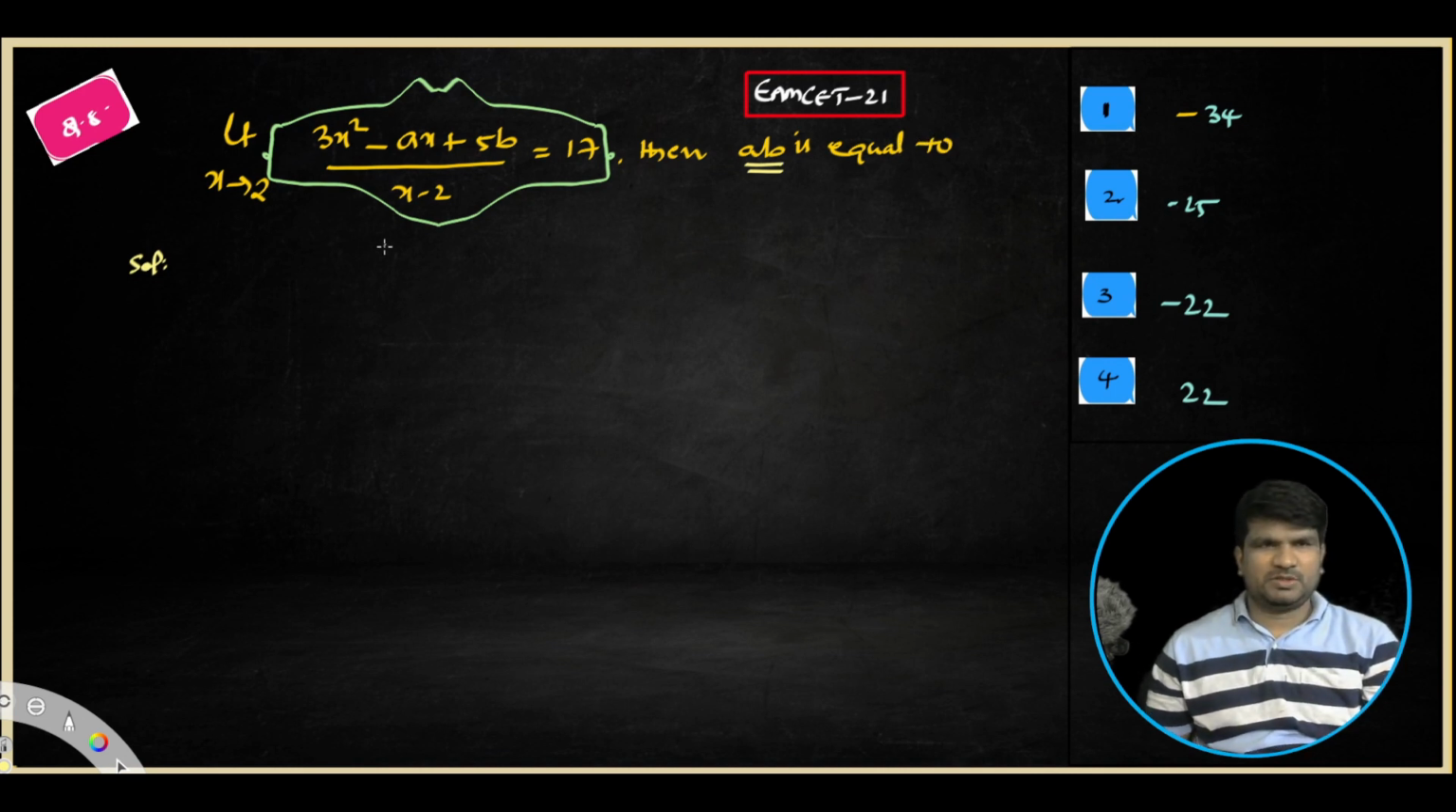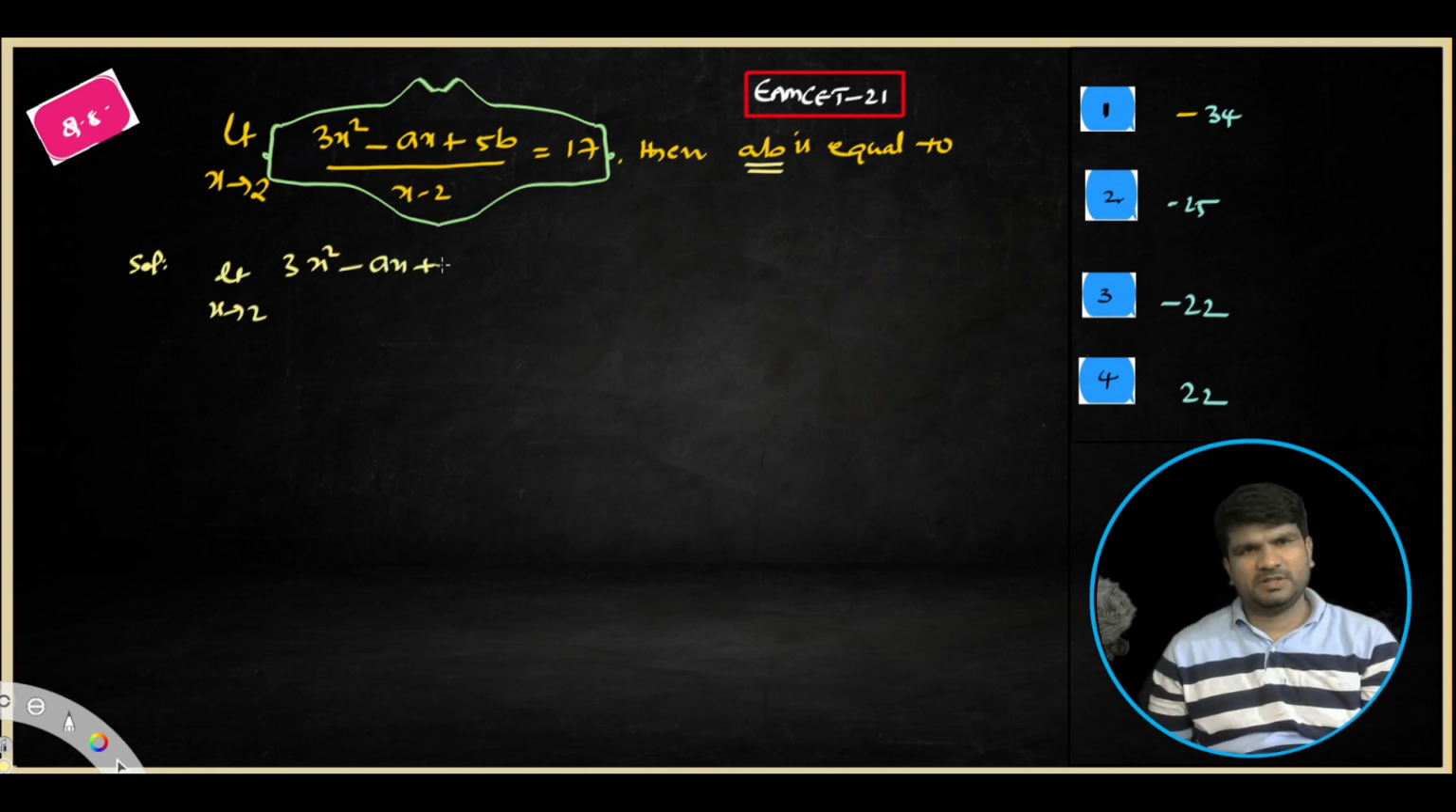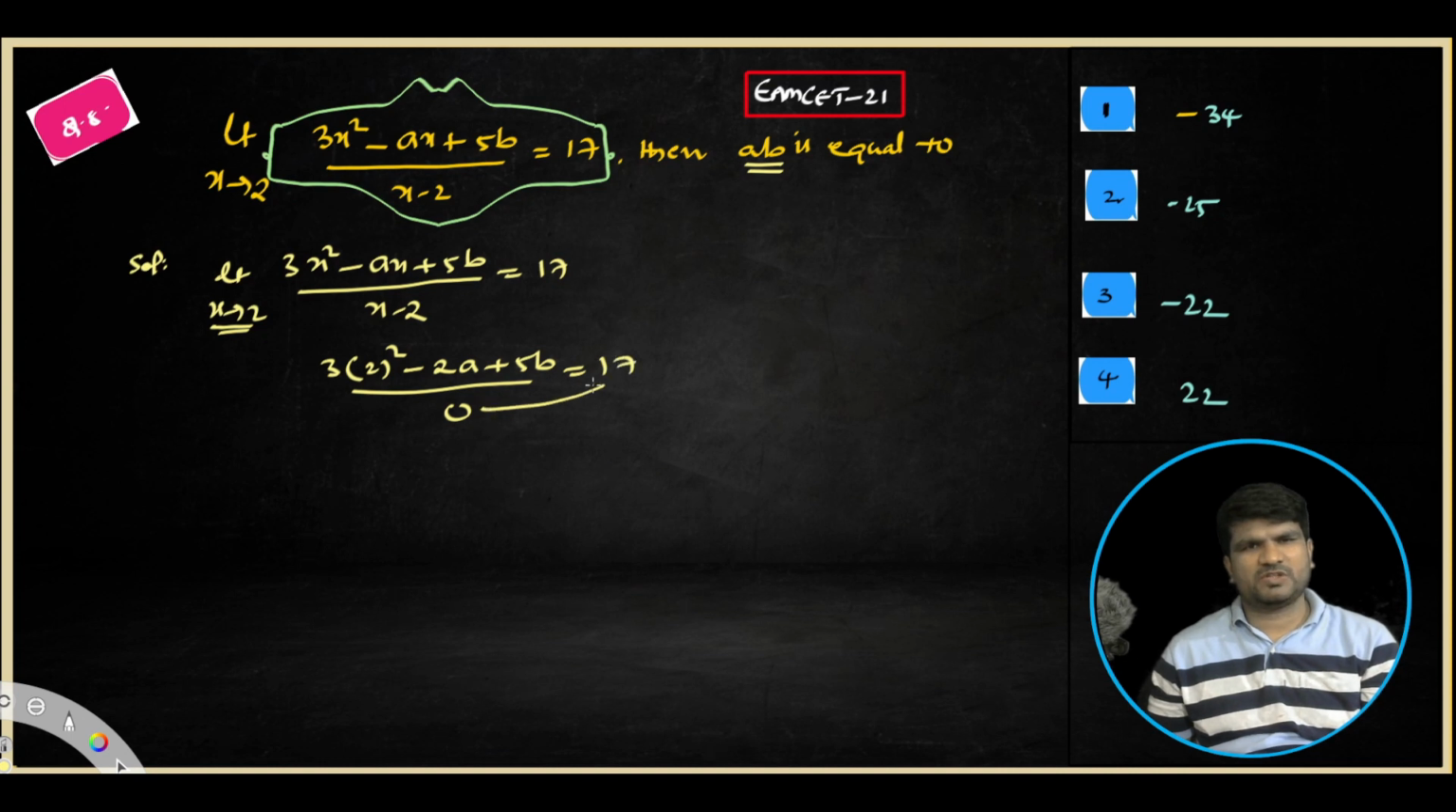4 options are given. So here limit x tends to 2. If you apply the limit, (3x² − ax + 5b) whole divided by (x − 2) equals 17. This will become 3 times 2² − 2a + 5b divided by 2 − 2, which is 0, equals 17. If you cross multiply, 2² is 4, 4 3s are 12, so 12 − 2a + 5b equals 0 into 17, which is 0, so −2a + 5b = −12. This is our equation 1.